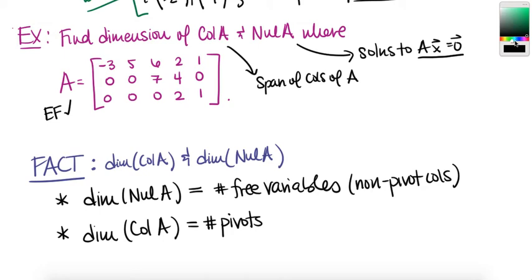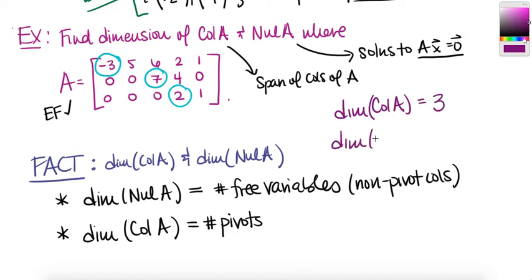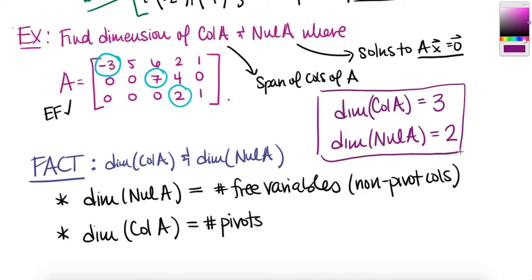So let's circle our pivots here. -3 is a pivot, 7 is a pivot, and 2 is a pivot. So the dimension of the column space is 3, with 1, 2, 3 pivots. The dimension of the null space is the number of free variables. We have one column here that corresponds to a free variable and another here, so that's 2. There's our dimension of column space and null space.